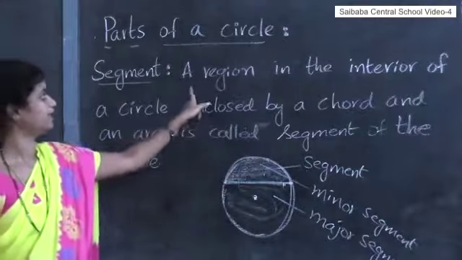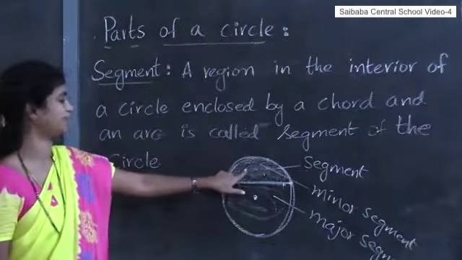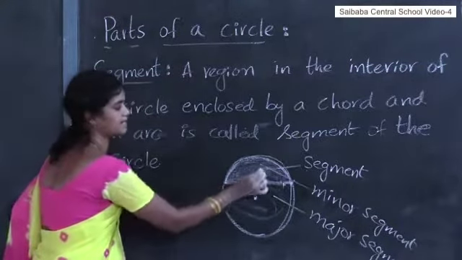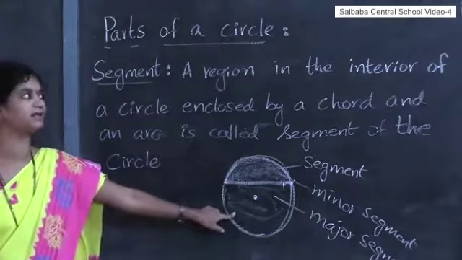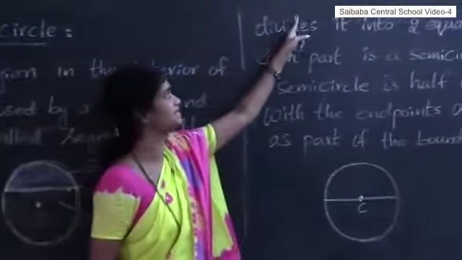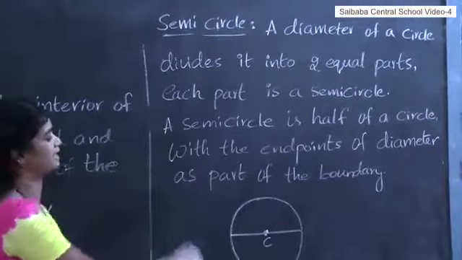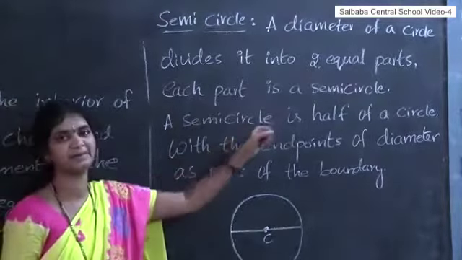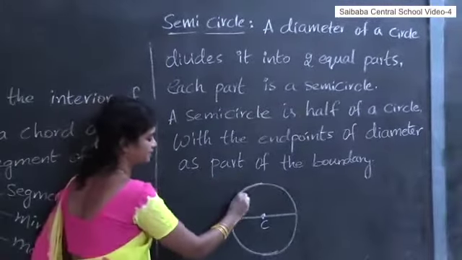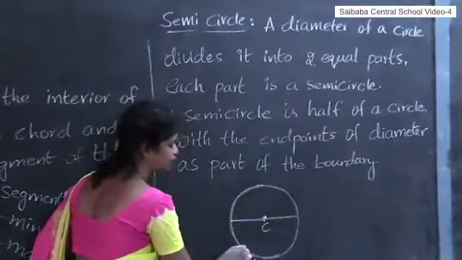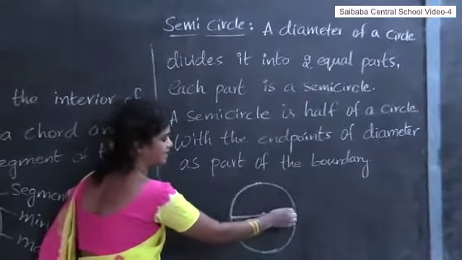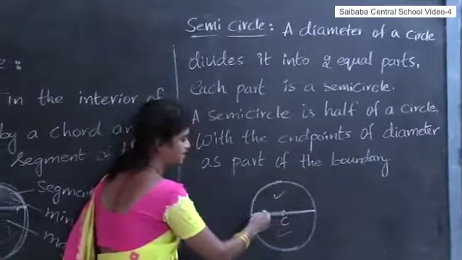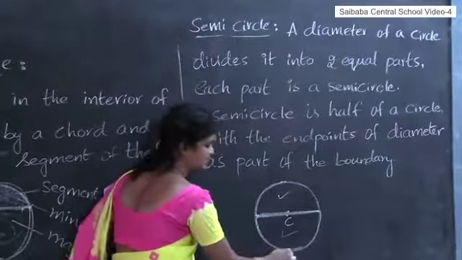Once again, a region in the interior of a circle enclosed by a chord and an arc is called the segment of the circle. Next one is semicircle. A diameter of a circle divides it into two equal parts. Each part is a semicircle. So look at this figure. This is the circle, and here this is the diameter. This diameter divides the circle into two equal parts, and each part we will call a semicircle.